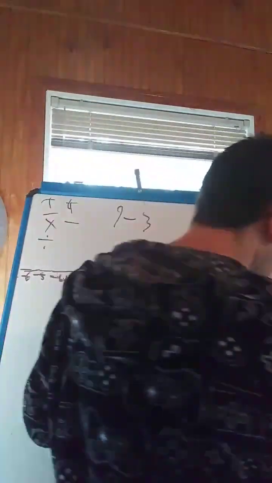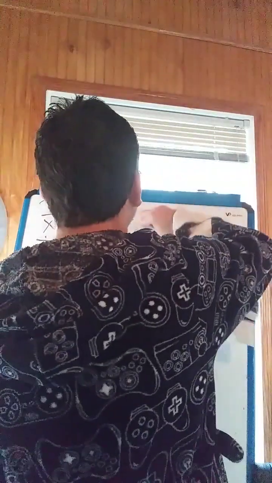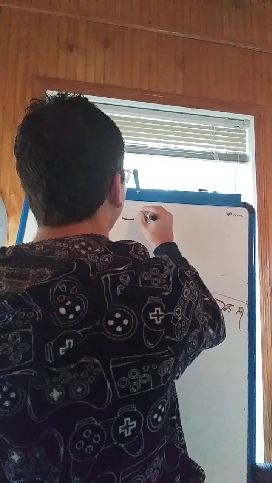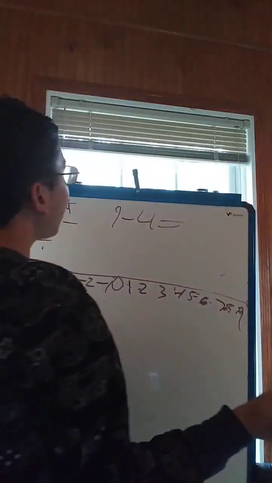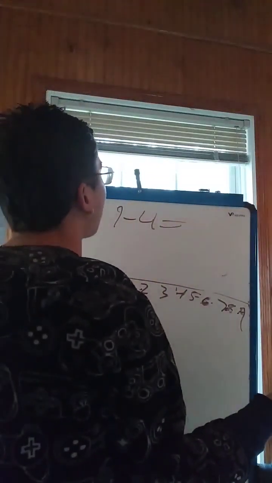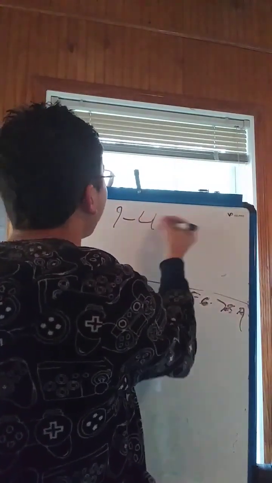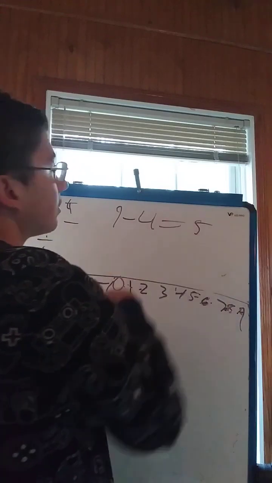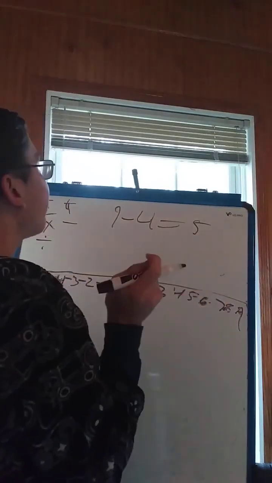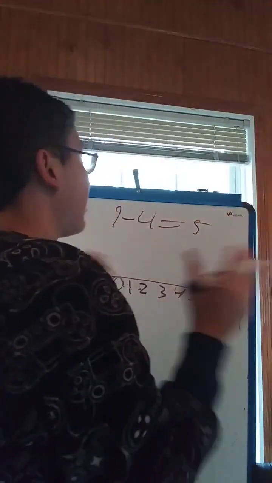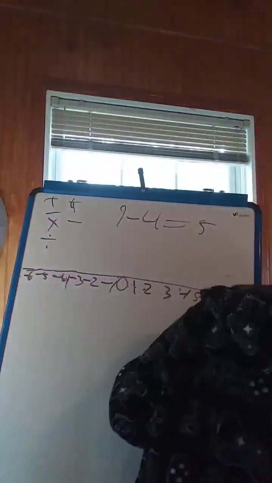Oh, let's do another number. I feel like I use 3 a lot. Let's do 9 minus 4 equals. Okay, you just solve it like a normal problem. 9, 8, 7, 6, 5. That's not the right answer for that.